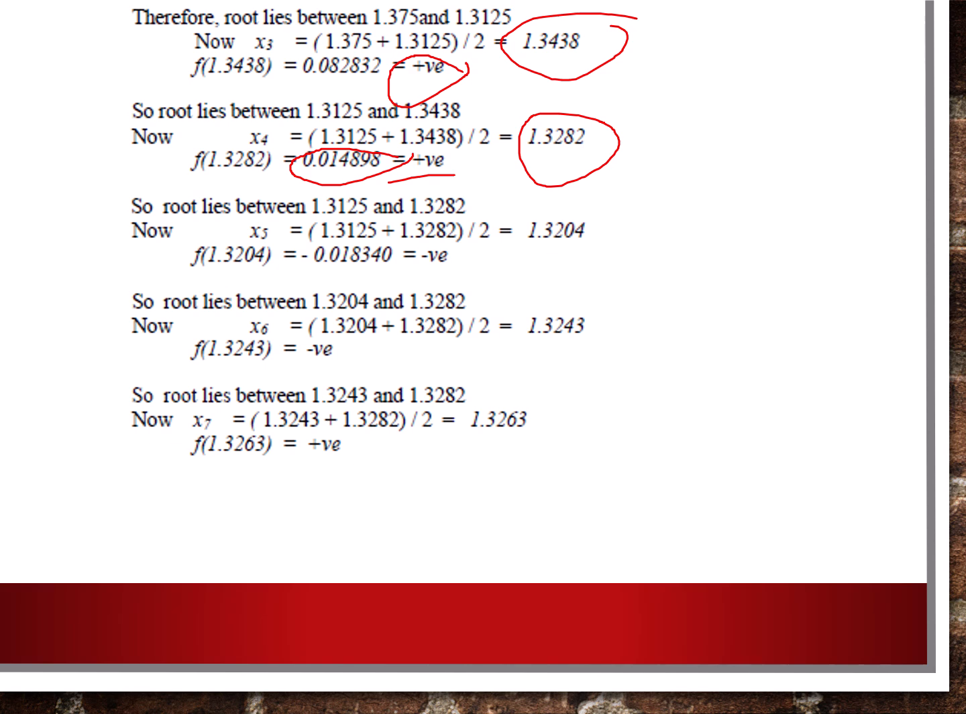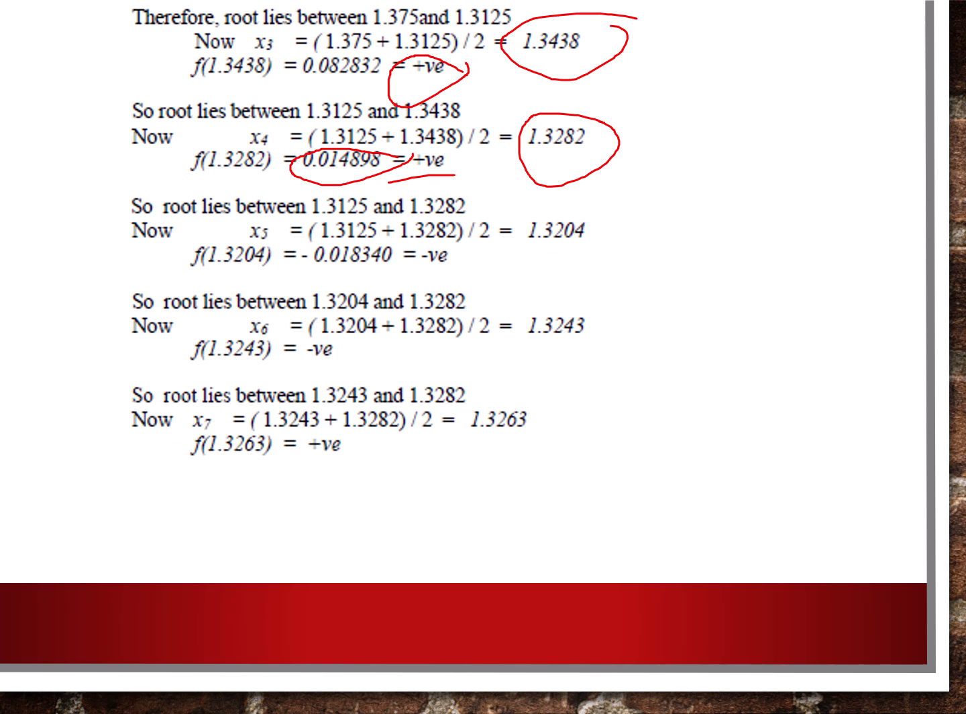1.3125 and 1.3282 divided by 2, x5 equal to 1.3205. Apply to the function, the sign is negative. The root lies between 1.3204 and 1.3282.